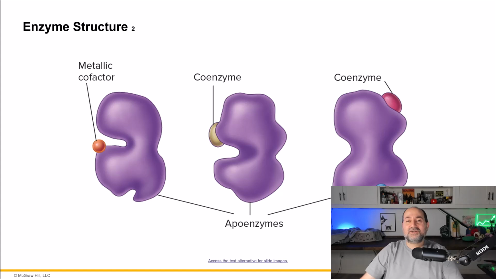So here you can see holoenzymes. In purple, you have the apoenzyme, and then you also have the cofactors attached here. This is a metallic cofactor, so it's a mineral. Here is a coenzyme, so it's probably a vitamin. Here is a coenzyme, it's probably a vitamin. And then here's a metallic cofactor. It's some sort of element. And these are all enzymes.